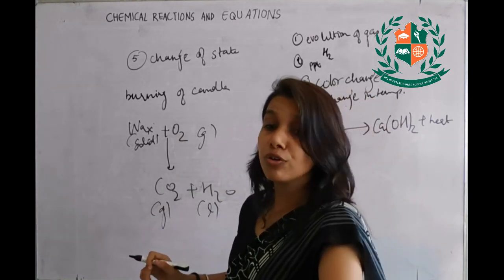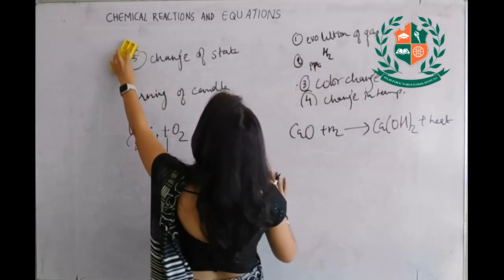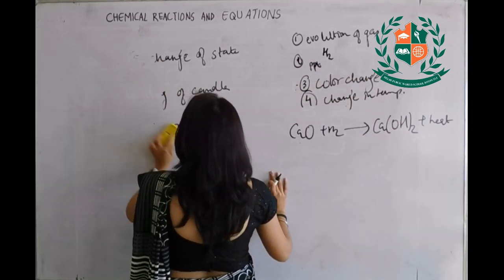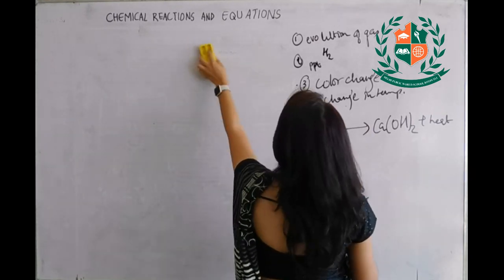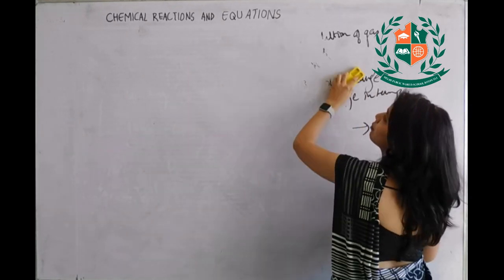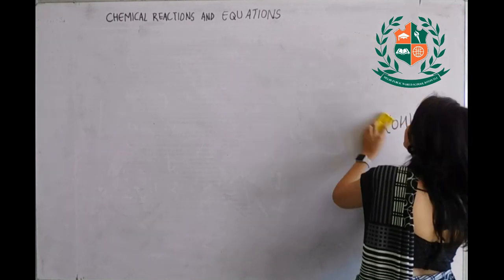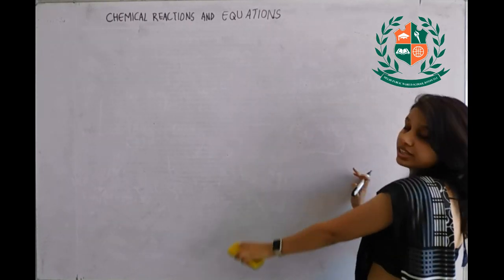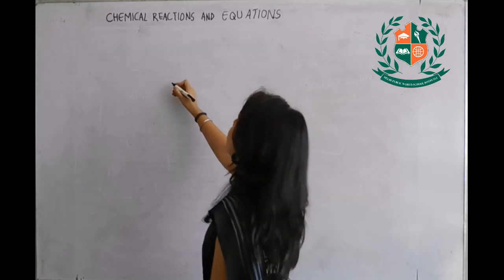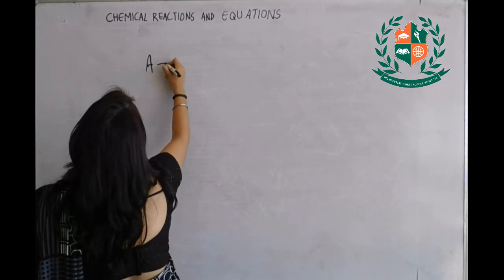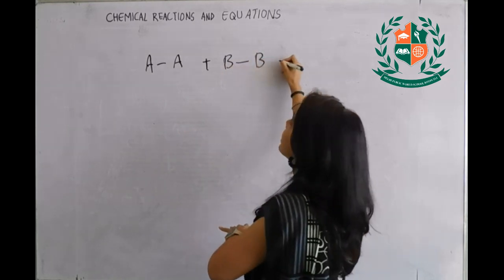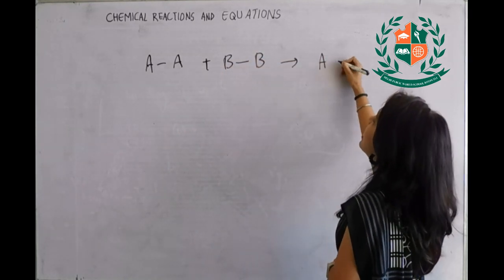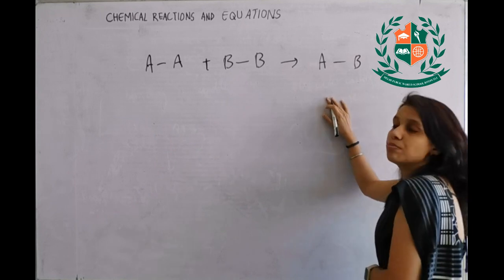Alright, now what is actually a chemical reaction? We can tell whether some chemical reaction is taking place by looking at chemical properties or chemical characteristics, but apart from that, what is a chemical reaction? For example, there we have two substances which are reacting with each other and making some product.